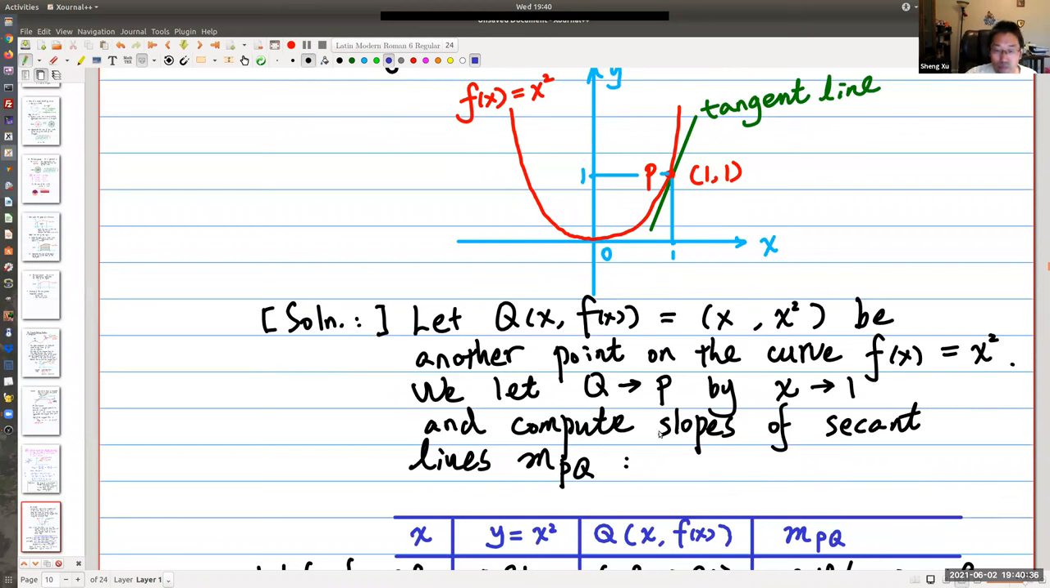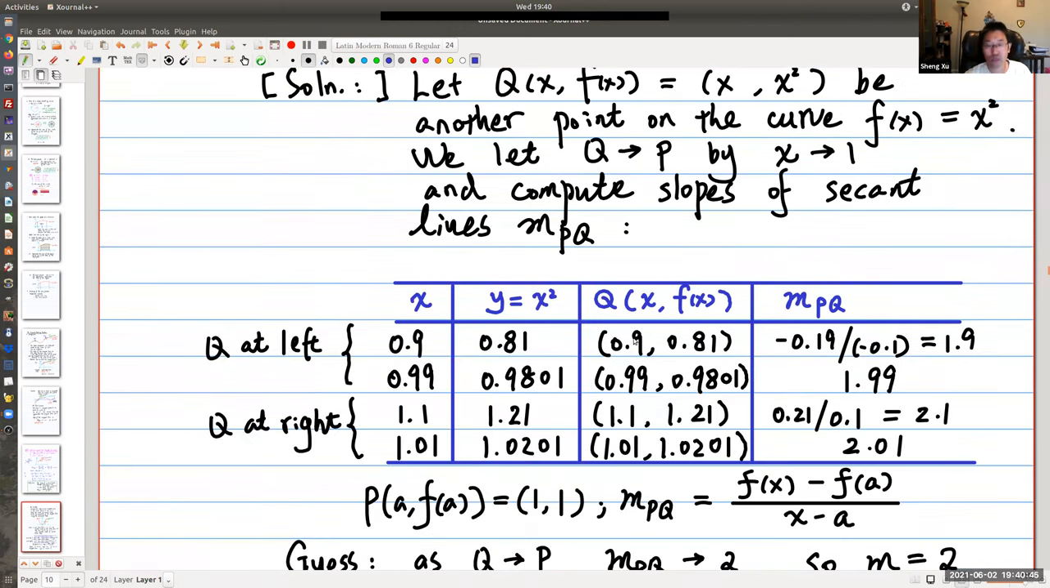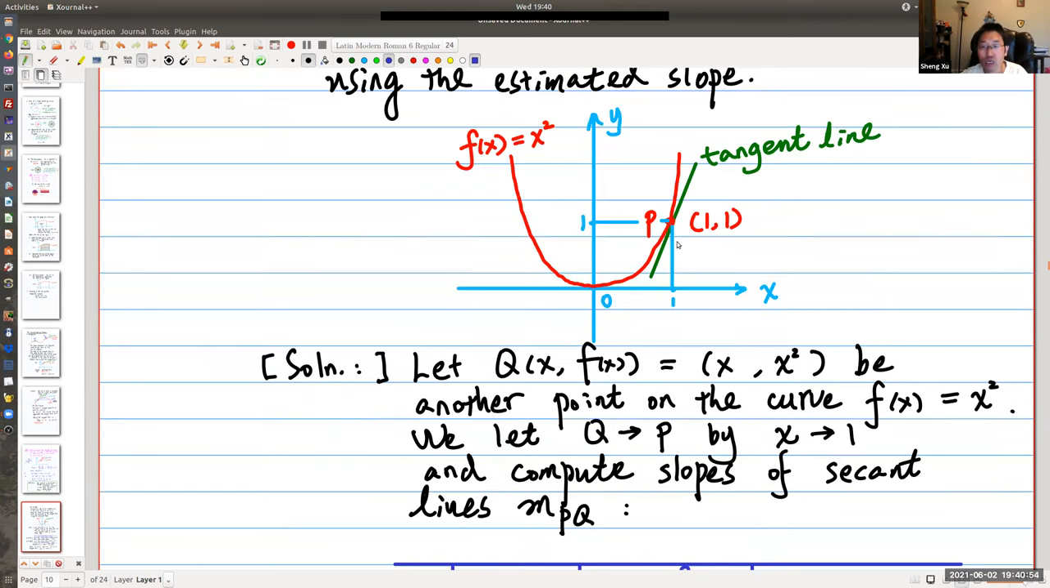So we can compute the slopes of the second line, m_PQ, for different choices of Q points. That's what I'm going to do in this table here. I want to make this Q close to that P, so I want to use x values close to this one here. Does that make sense to you? So for example, this is another point on this curve, say this point here. This is Q. Then you can draw that second line, right? So this is x and x squared. I'm going to let this x approach this one, and this Q approaches that P, okay?